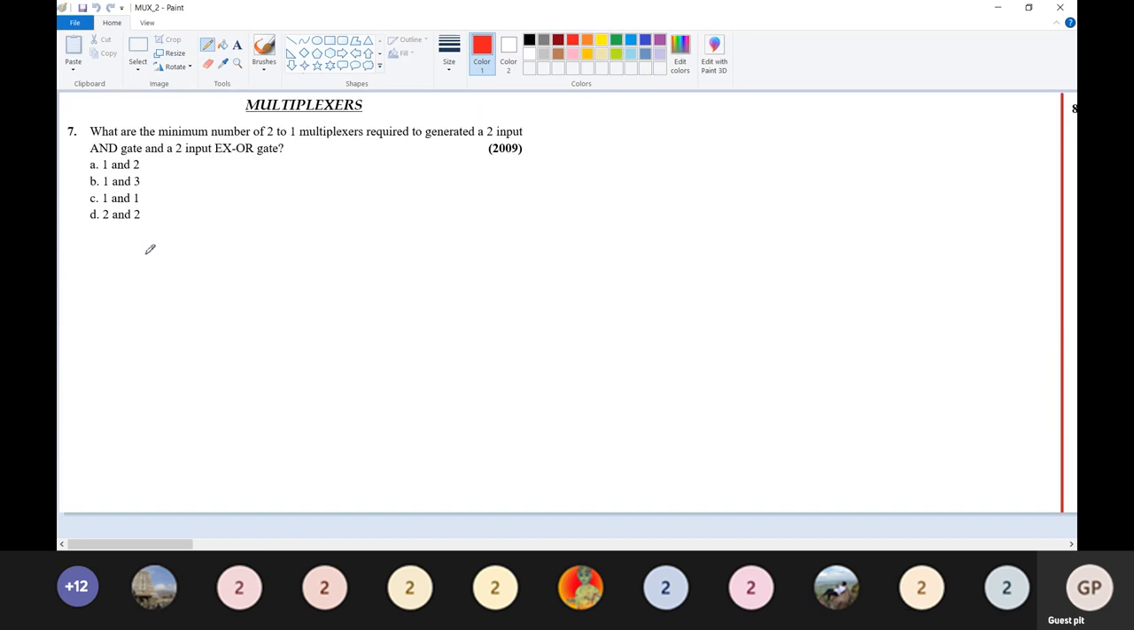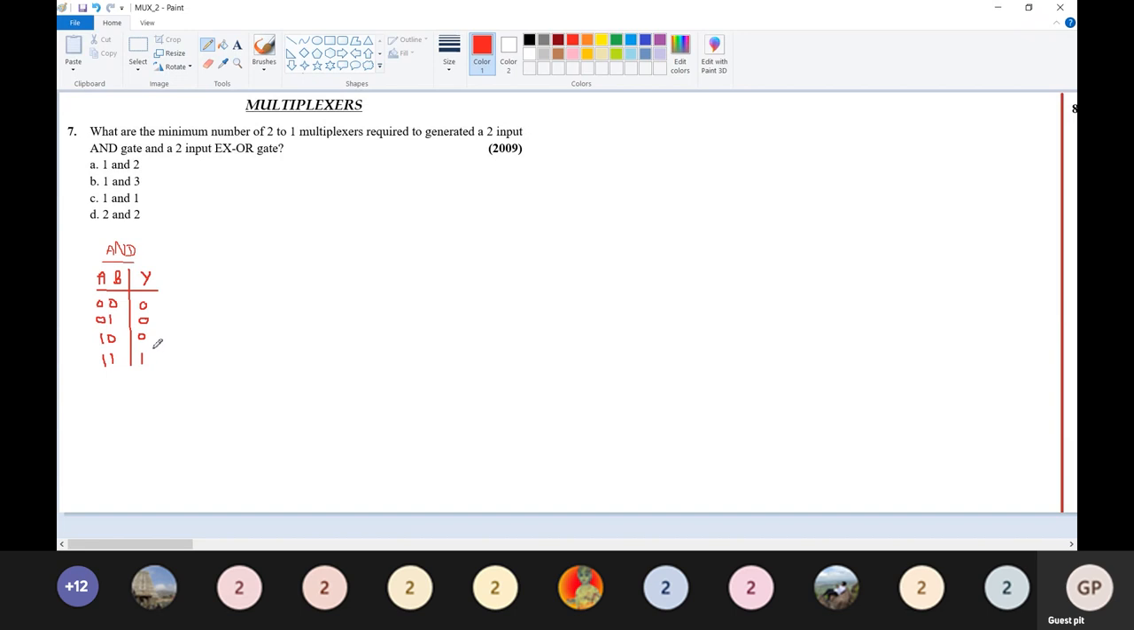In this problem, we are going to design a 2-input AND gate using a 2:1 multiplexer. First we'll start with the truth table for the AND gate. A and B are inputs, and Y is the output. For inputs 00, 01, 10, 11, the outputs are 0, 0, 0, and 1. When all the inputs are high, the output is high. This is the truth table for the AND gate.